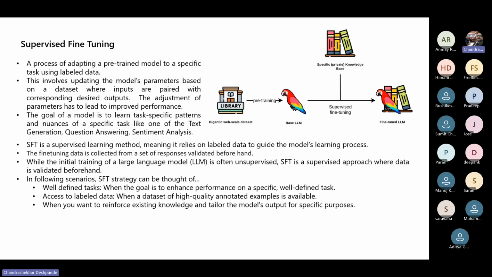So if I submit such types of answers to it and retrain it, that is supervised fine tuning. And why do we call it labeled data? Because here you are submitting the raw answer and the modified expected answer also, that is called labeling, labeled data, paired data. That's why we call it supervised fine tuning. SFT is a supervised learning method, meaning it relies on labeled data to guide the model learning process.